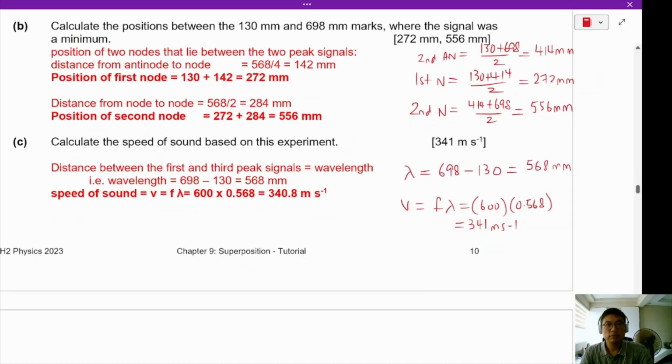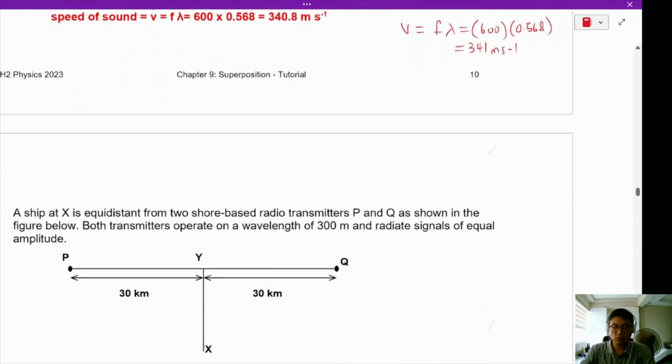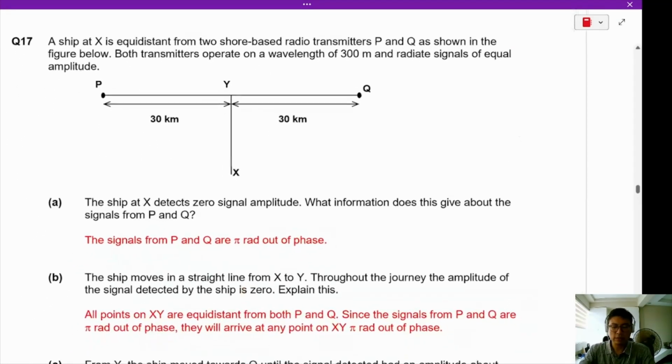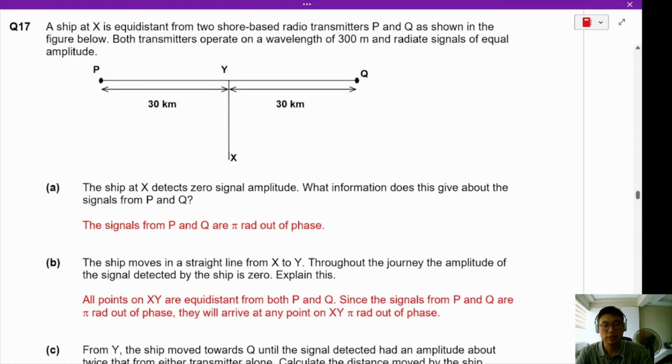Always ask yourself, what is the wavelength? First draw the wave and ask yourself what's the wavelength, and then v equals f lambda to solve it. So this is the end of this question. Let's move on to the next question. Question 17 is one of the more challenging questions.